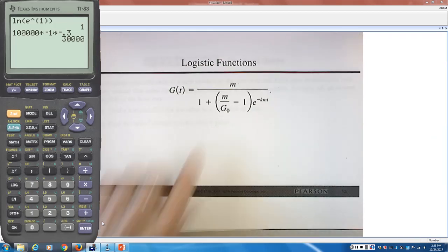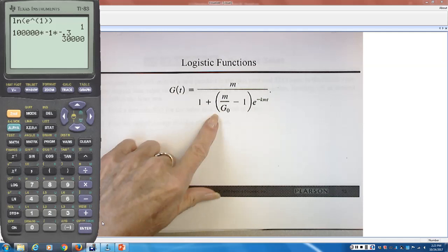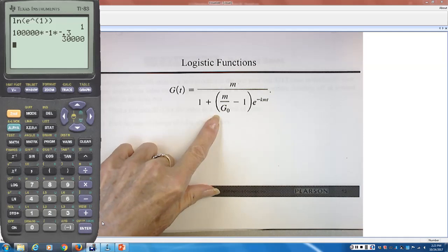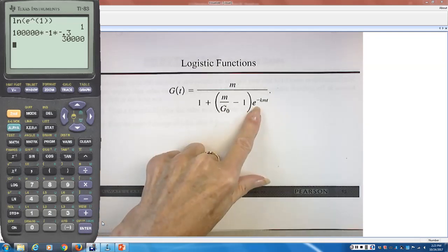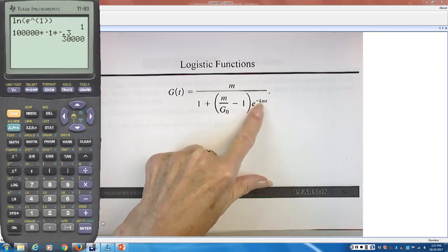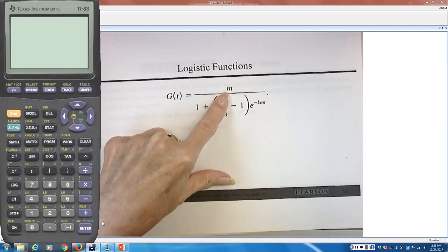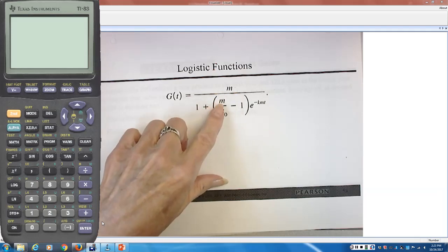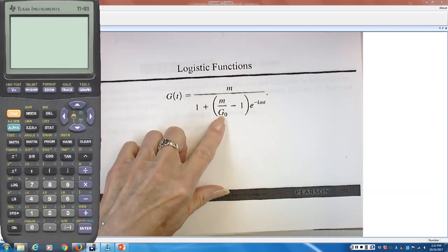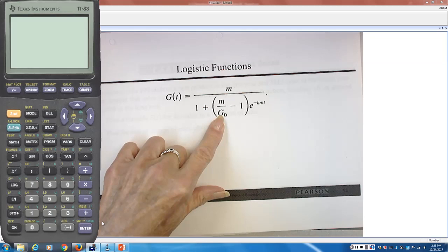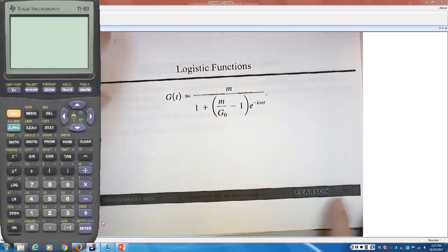And once again, this is just the usual form of a logistic function. It's almost always an exponential function. This k and this m are just constants. That value of m is also a constant. And a lot of times it shows up here with an initial value. G sub 0 would be your initial value. We'll see that notation again a little bit later.